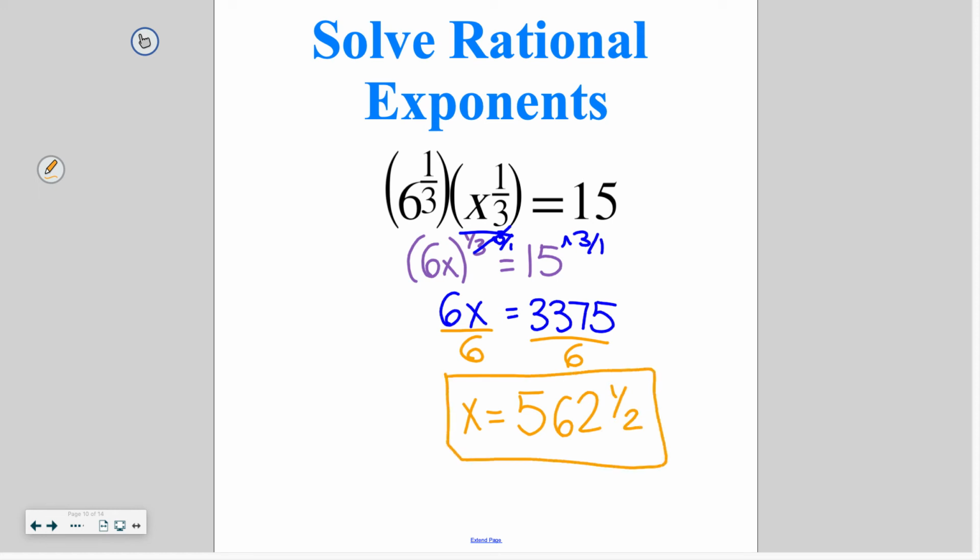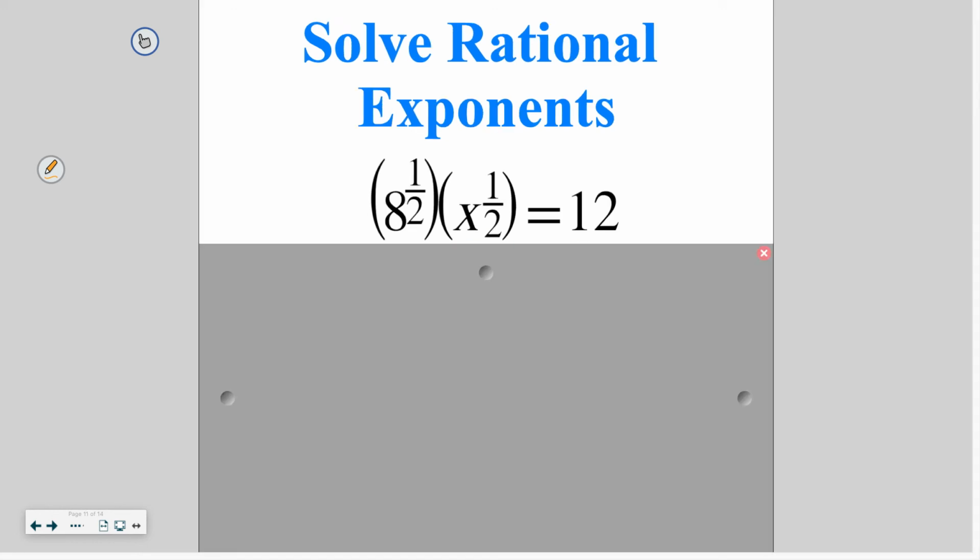So again, if they have a matching exponent, combine the values. If they were being divided, then you would divide those values. In order to get rid of an exponent, you move it to the other side by raising that side to the reciprocal exponent, flipping that fraction over, and then you continue to solve like a normal equation. Go ahead and try this one on your own.